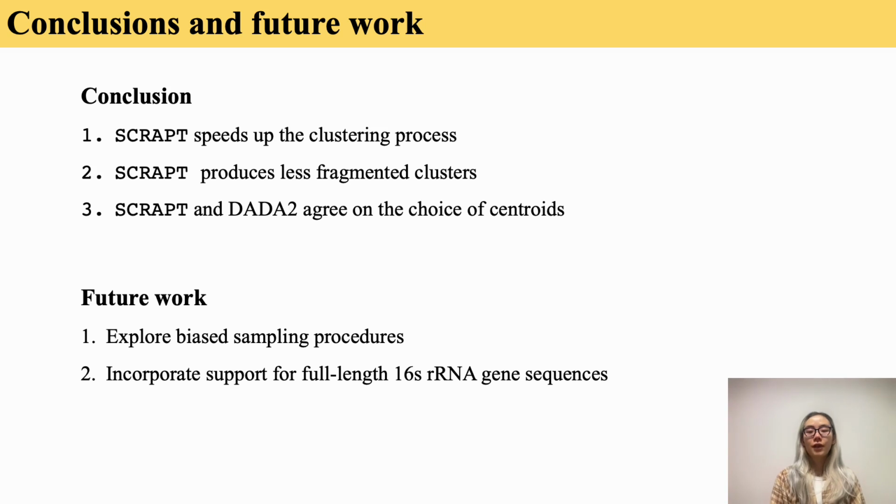In conclusion, first, SCRAPT identified and removed large clusters early on in its execution, and therefore substantially speeds up the clustering process compared with other tools. Second, the improved efficiency of SCRAPT does not trade off the quality of clusters, as SCRAPT produces less fragmented clusters compared with other tools. Third, SCRAPT and DADA2 agree on the choice of centroids. For future work, we want to explore biased sampling procedures that increase the likelihood that large clusters found in subsamples are selected in each iteration. We also plan to incorporate support for full-length gene sequences in a future version of SCRAPT.